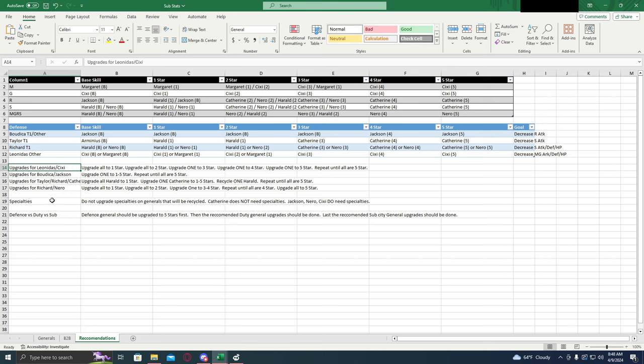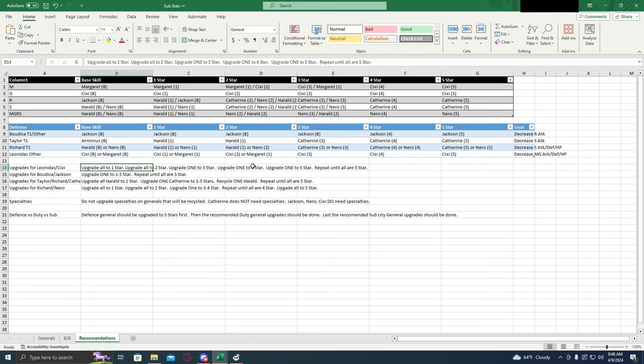Now, these ones right here, these are the optimal cost-effective way to upgrade these generals, and in what order, so that you get the most out of your resources. So if we're going for a Leonidas defense and we're upgrading 6E, you should upgrade all of your 6Es to 1 star. Upgrade them all to 2 star. Upgrade one of them to 3 star.